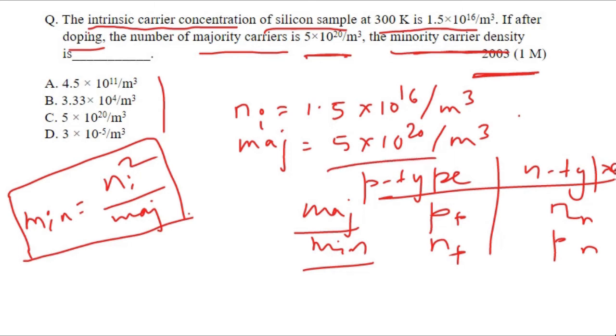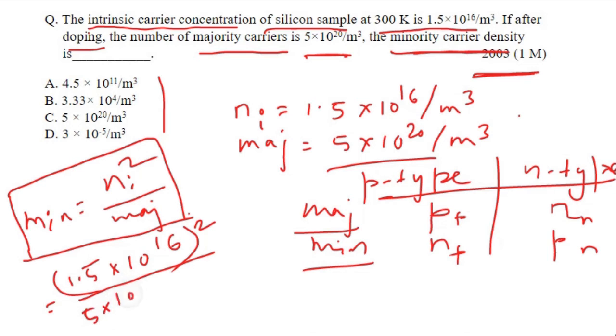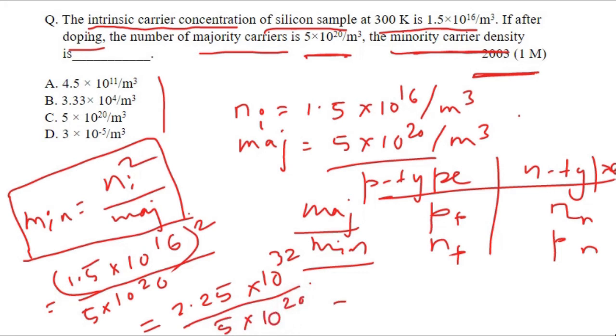So here it is given the majority is 5 into 10 to the power 20. We need to find the minority. So we will substitute Ni, which is 1.5 into 10 to the power 16, whole square, divided by 5 into 10 to the power 20. 1.5 square is 2.25, and 10 to the power 16 square is 10 to the power 32. So it is 2.25 into 10 to the power 32 divided by 5 into 10 to the power 20. After simplification we get its value as 4.5 into 10 to the power 11 per meter cube. So option A is our answer.